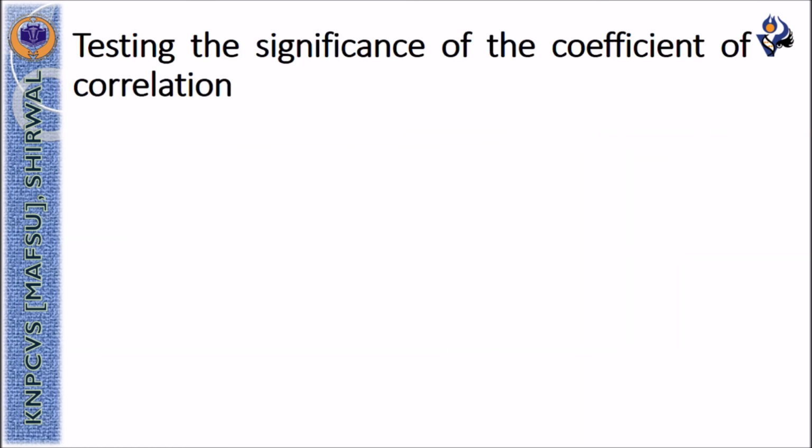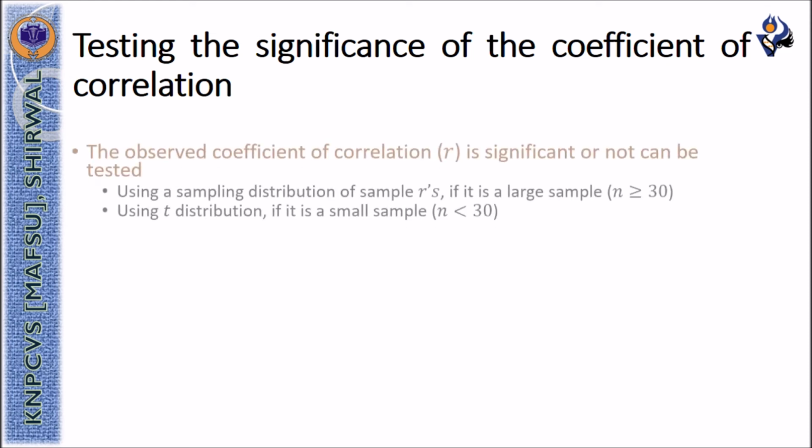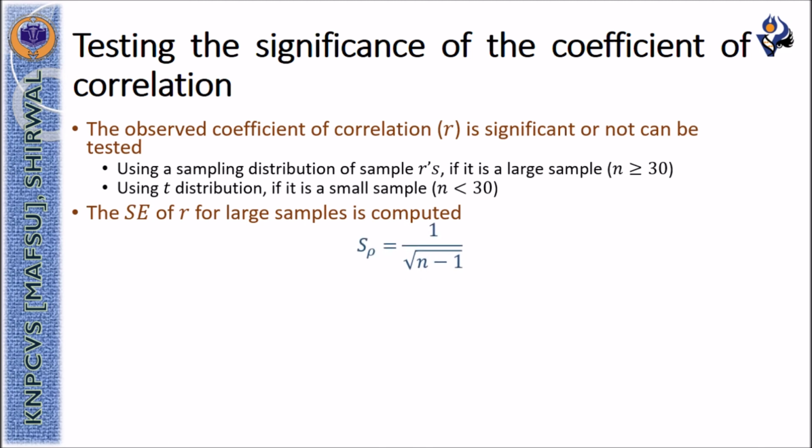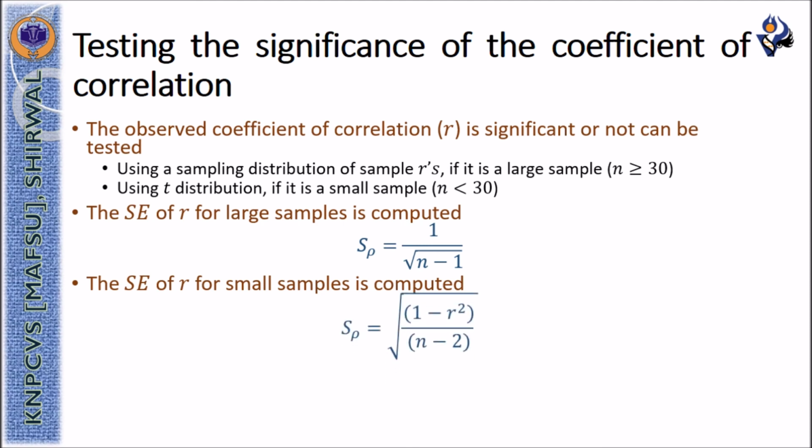The t-test is even applied for testing the significance of the coefficient of correlation. Whether the observed coefficient of correlation is significant or not can be tested using a sampling distribution of sample correlation coefficients if it is a large sample, and using t-distribution if it is a small sample. The standard error of correlation coefficient for large samples is computed using the given formula, whereas the standard error of the correlation coefficient for small samples is computed using the given formula.